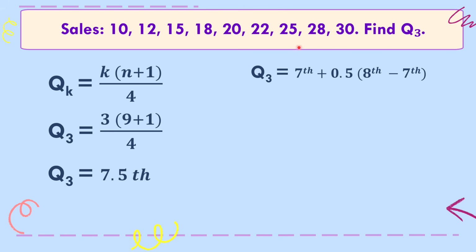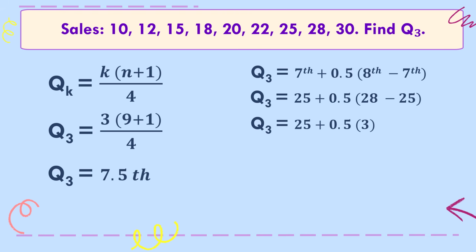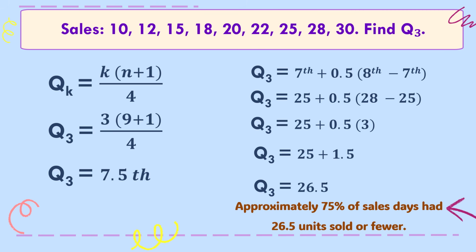The 7th position is 25, plus 0.5 times the difference, the 8th position 28 minus 25, which is 3. 0.5 times 3 is 1.5, so 25 plus 1.5. Quartile 3 is equal to 26.5. Quartile 3 means approximately 75% of the sales days had 26.5 units sold or fewer.